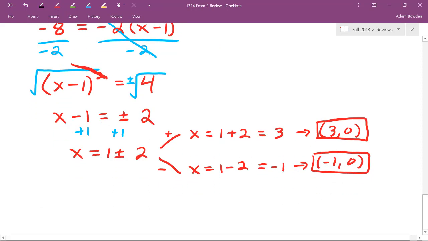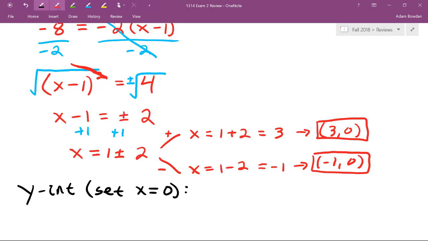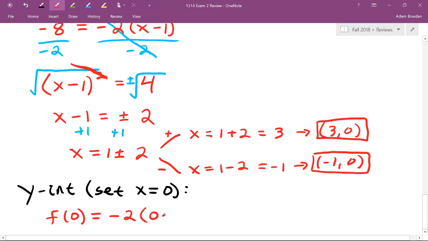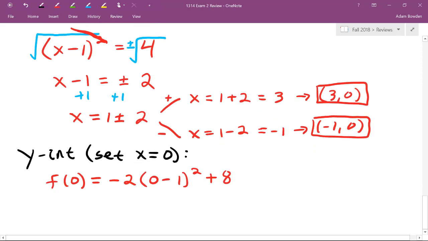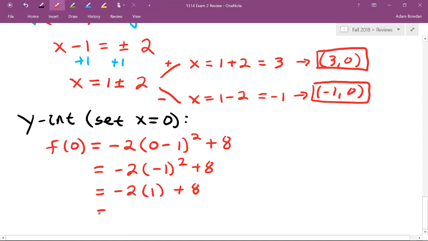Okay, and now we'll find the last bit of information, the y-intercept. And to find the y-intercept, again, we set x equal to 0. So plugging in a 0 for x into the function gives us -2(0 - 1)^2 + 8. That's going to be -2 times (-1)^2 plus 8. That would be -2 times +1 plus 8, or -2 plus 8, 6. So our y-intercept is the point (0, 6).